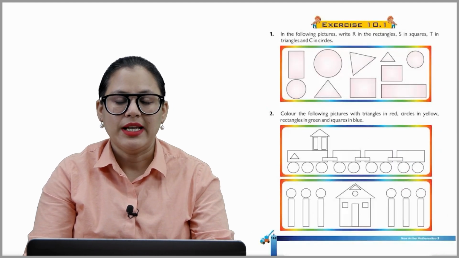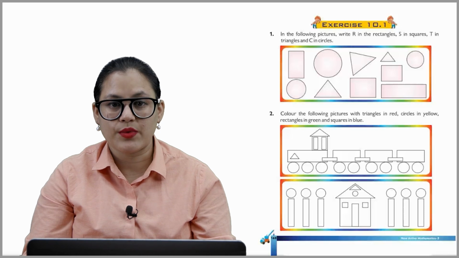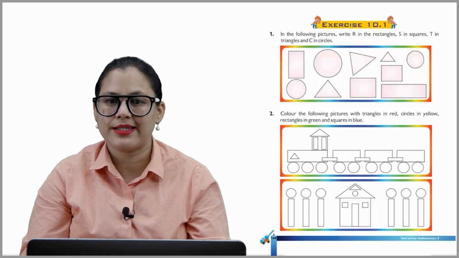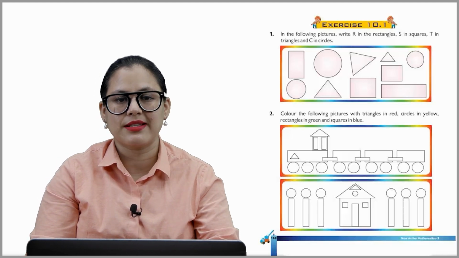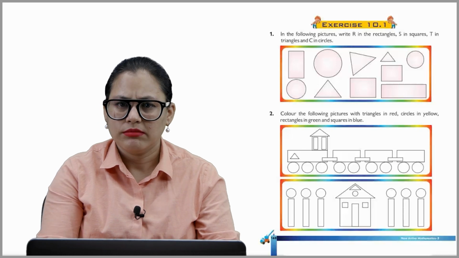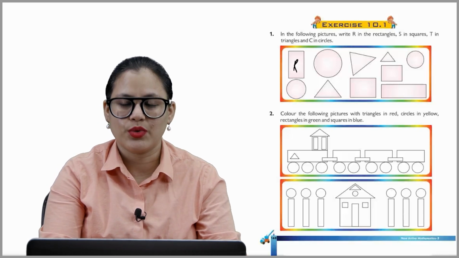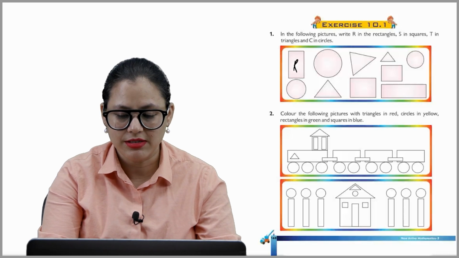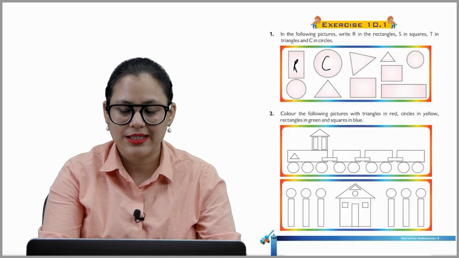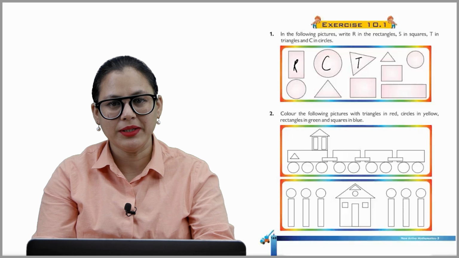Exercise 10.1. Number 1, in the following pictures, write R in the rectangles, S in squares, T in triangles and C in circles. This is very simple. This is a rectangle, so you will write R. This is a circle, so you will write C, and this is a triangle, so you will write T.